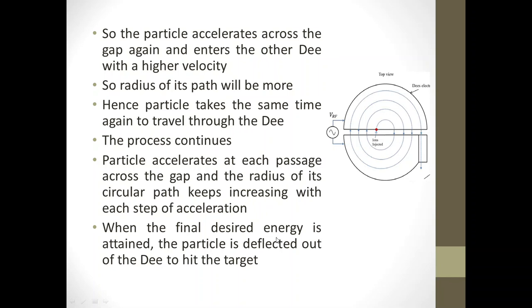When the final desired energy is attained, the particle is deflected out of the D to hit the target. So when you are sure that it has gone round many semicircular paths, going round and round, it has attained its velocity. So what will be done? You apply a small voltage and deflect the particle from its path. It will come out of the cyclotron and hit the target.